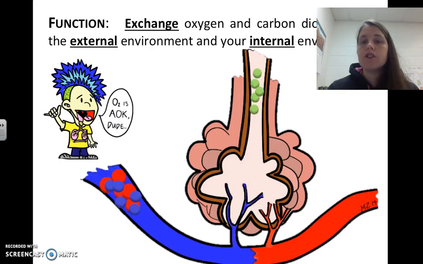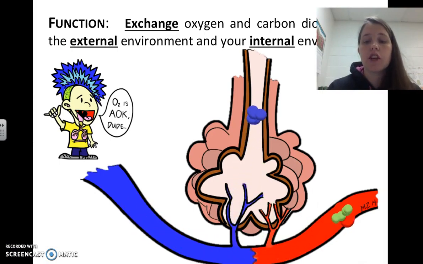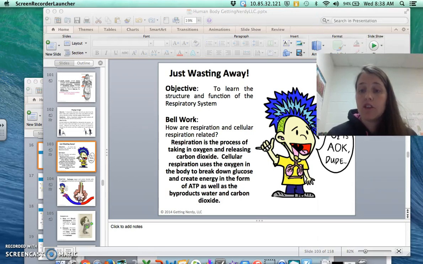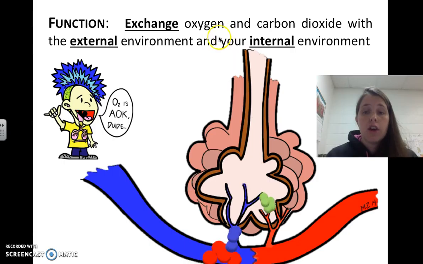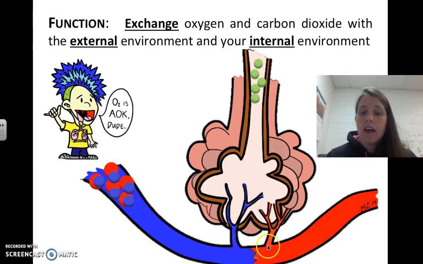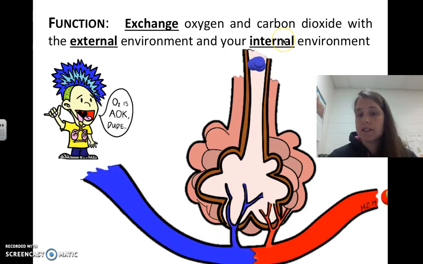All right, so the function of the respiratory system is to exchange oxygen and carbon dioxide with the external environment and your internal environment. Essentially, you bring in oxygen, okay, it diffuses into the capillaries that attach to your lungs, which goes into your blood. And on the way in, remember that the deoxygenated blood gets rid of carbon dioxide, which you exhale.